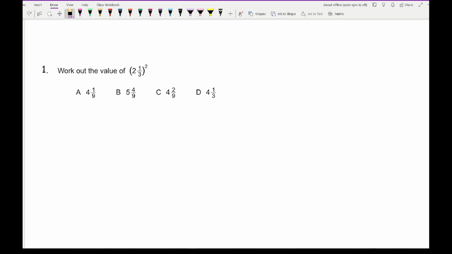So for this question, it says work out the value of 2 1/3 squared. Now for this question, I would strongly recommend converting this mixed number into an improper fraction. So then we've got 2 times 3 plus 1, which is 7. So it's 7/3 squared. And then if I square both numbers, I get 49/9. And I then want to convert this into a mixed number. So how many 9s go into 49? Well, that's going to be 5 with a remainder of 4 over 9. So it's going to be option B.